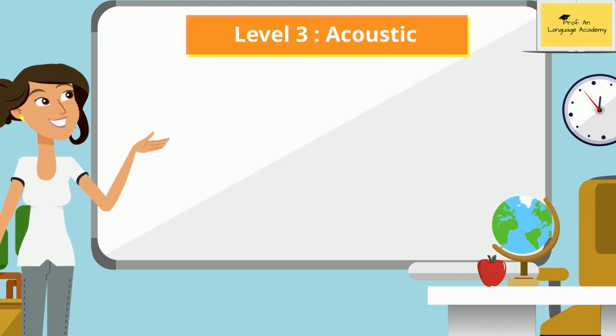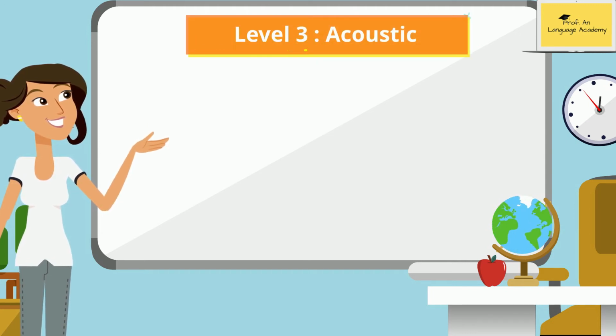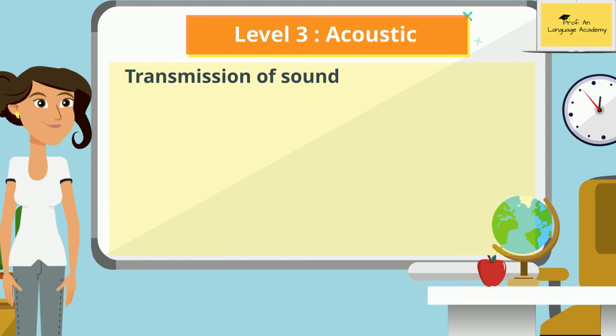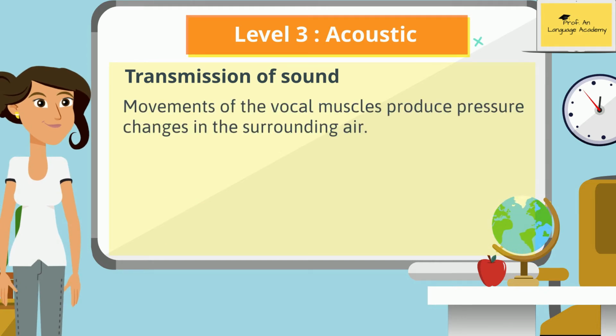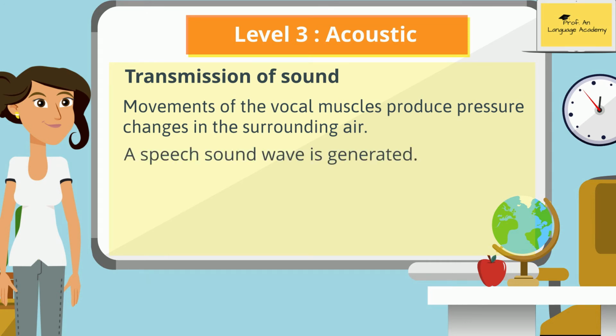The third level is the acoustic level. It involves transmission of sound. Movements of the vocal muscles produce pressure changes in the surrounding air. As a result of the muscle movements, a stream of air emerges from the lungs and passes through the vocal cords. A speech sound wave is generated.